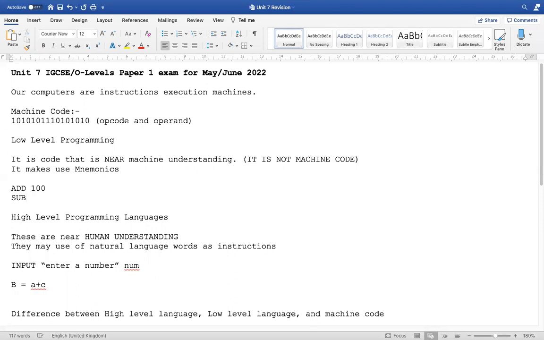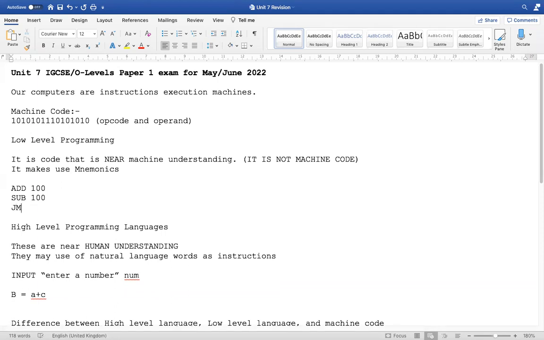For example, there's another one like this. So as you can see here, SUB, of course, that means subtract. And possibly you can make something out here, JMP, and possibly maybe it means jump, which it does mean jump. So as you can see here, these mnemonics somewhat give us humans an ease to write code or understand what's happening here. But the thing is, it is not machine code. Low-level programming, even if it is easier, is near machine understanding; it is not machine code by default.